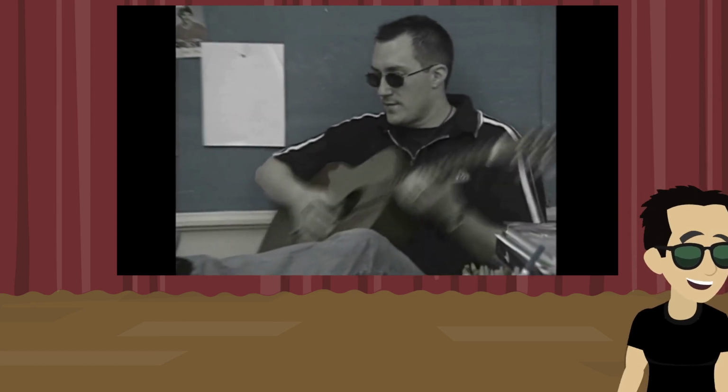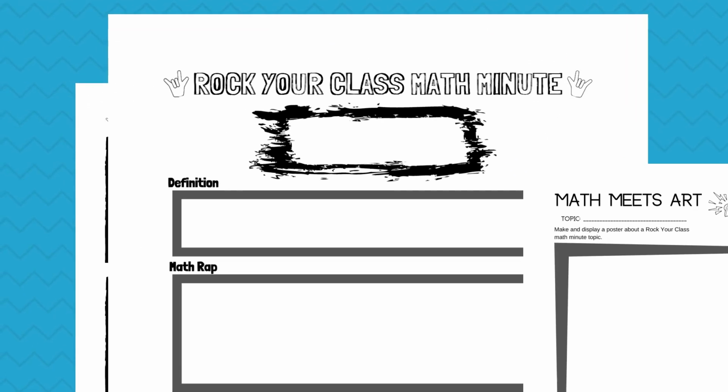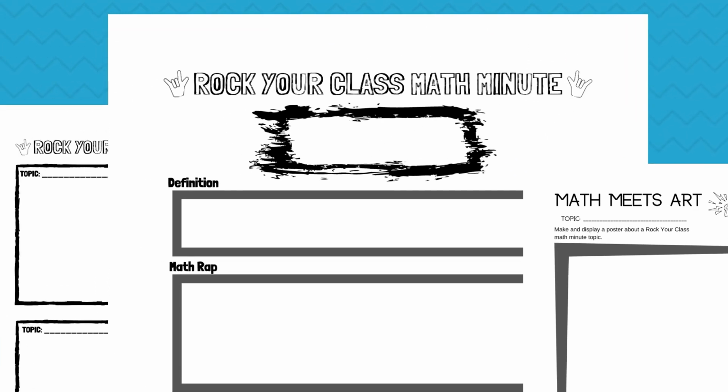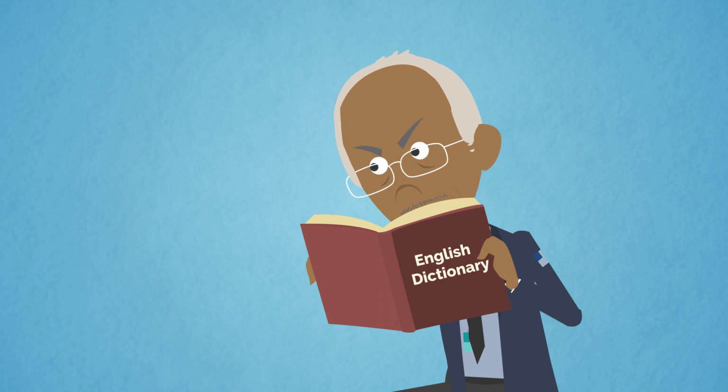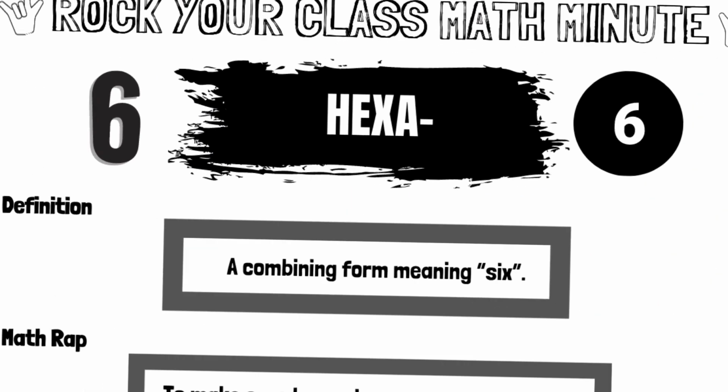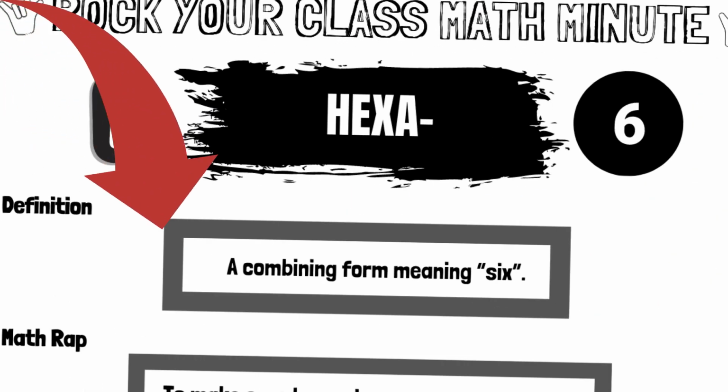Get ready for today's Math Minute topic. Hexa. What does the dictionary say? A combining form meaning 6.